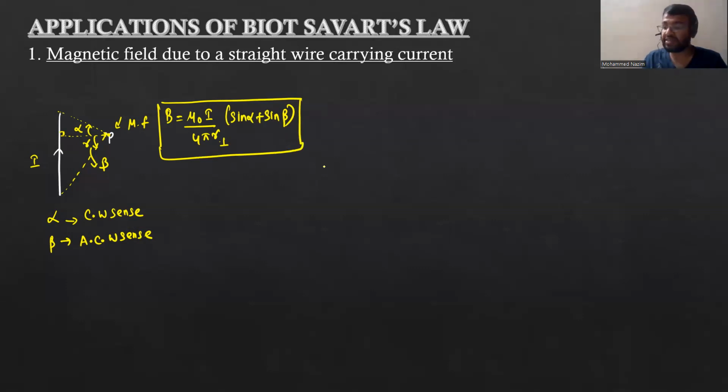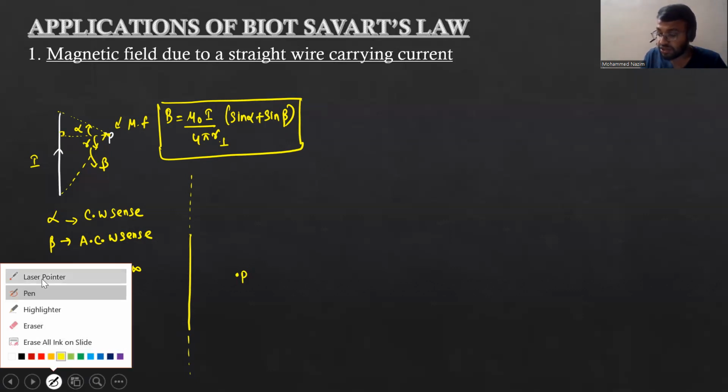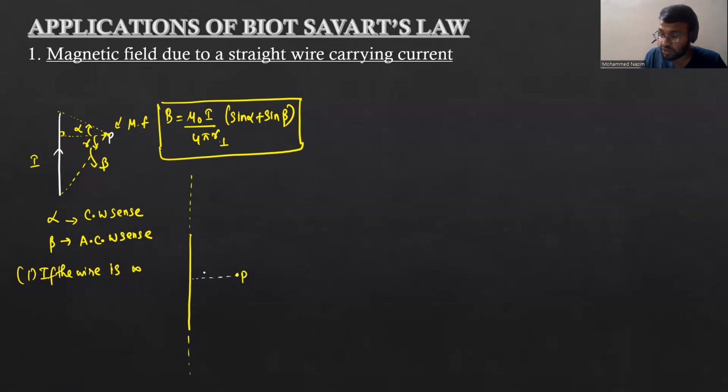Now, if the wire is infinite, I can come to some cases. Suppose, for example, we have a long wire. Let us say this is the wire, going up till infinity. I need to find the magnetic field at this point P. So what is my first step? I'll drop a perpendicular from this P onto the wire, with perpendicular distance R perpendicular. From this P, I'll join a line to one end of the wire.